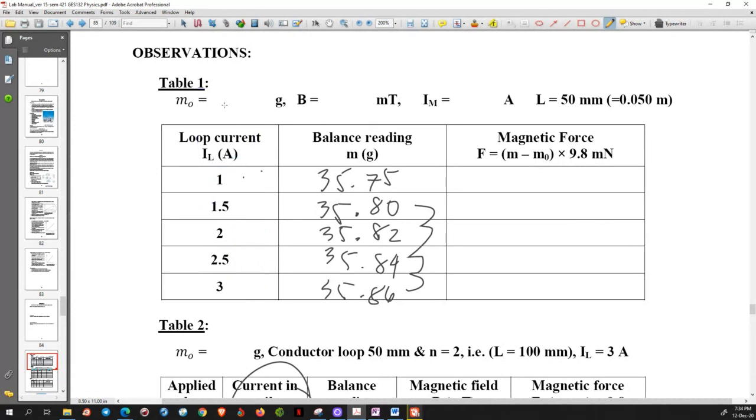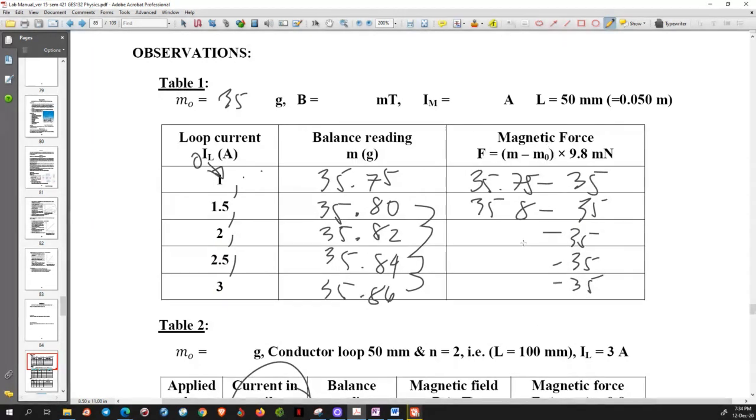Why? Because for the value of 1, it's starting from 0 to 1. But here, it's increasing by half, by half, by half. Clear? Now, calculate the magnetic force F. You take the value from the left, 35.75, minus the original. 35.8 minus the original. Always minus the original.